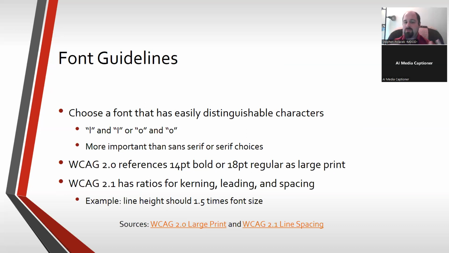In terms of things like kerning and leading and spacing, you can look at the WCAG 2.1 standards. It has ratios there you can use. For example, line height. They recommend that it should be 1.5 times your font size. So that large print, 18-point regular font, your line height should be 27. Sorry, math. It took me a minute there. Or the 14-point bold font should be 21-point line height.